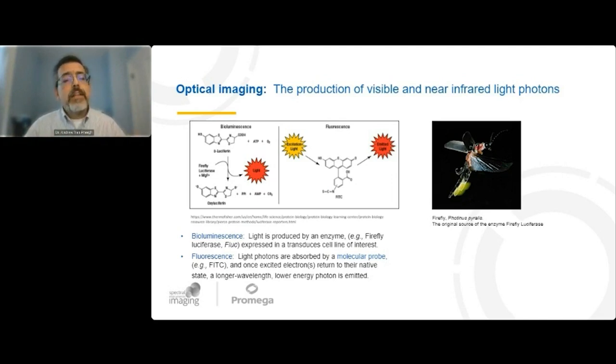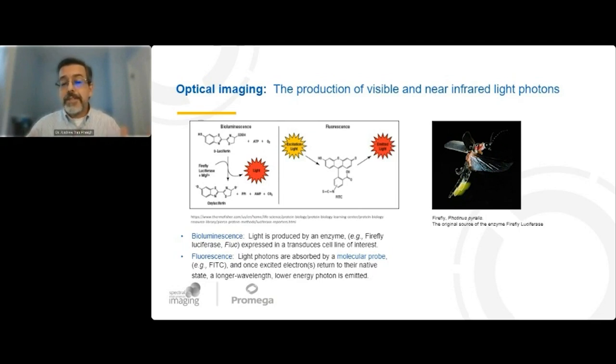So with bioluminescence, basically, you're dealing with an intracellular enzyme that with its substrate and various cofactors can go ahead and generate light. In the particular example shown here to the left, we're looking at firefly luciferase, which has D-luciferin as a substrate, cellular ATP and oxygen, and magnesium ions as a cofactor, and it will generate light in the presence of all those constituents.